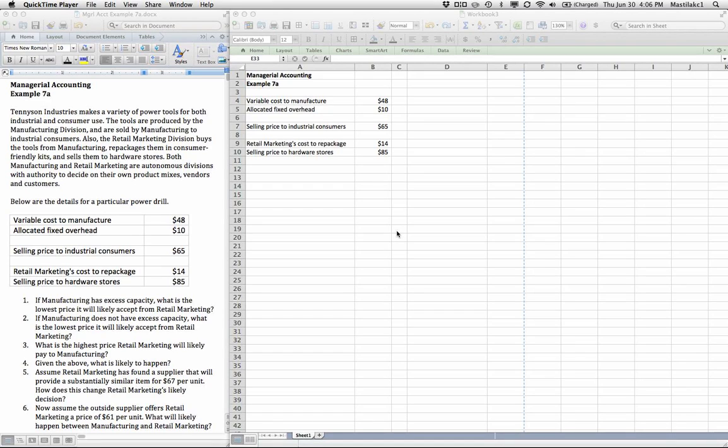Look at managerial accounting example 7a. We're going to look at transfer pricing. So go ahead and read and get yourself familiar with this example. We've got a few things to worry about here in this one.